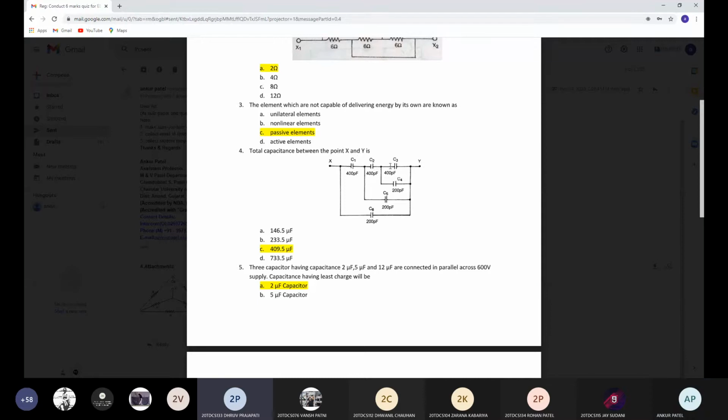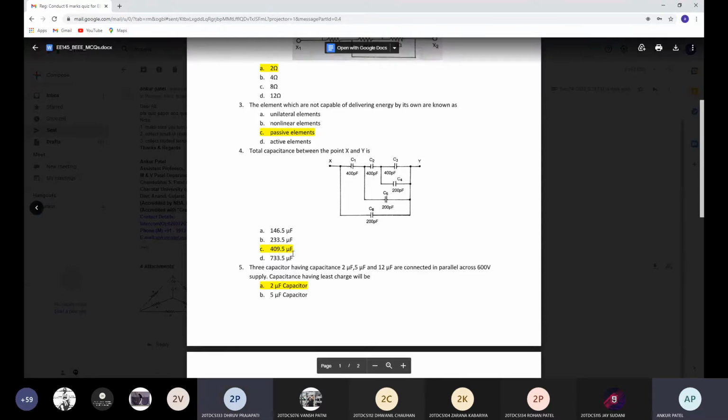240. This 240 and this 200 are both in parallel, so do the addition. 440. Now this 440 and this 400 are in series. 209.52. This is in parallel with this 200, so do the addition. 409.5. Okay, thank you, sir.